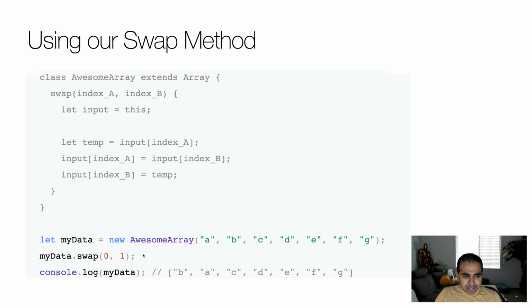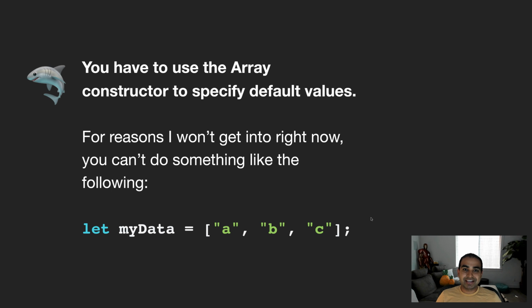Now, notice that the way I'm defining the array is not by using the bracket syntax. I'm actually using new AwesomeArray. And that is one of the gotchas to keep in mind. When you subclass Array and create your own custom array type, there are many reasons for this, but you can't use the bracket syntax to say I just want a bracketed value that is going to be a part of the array.